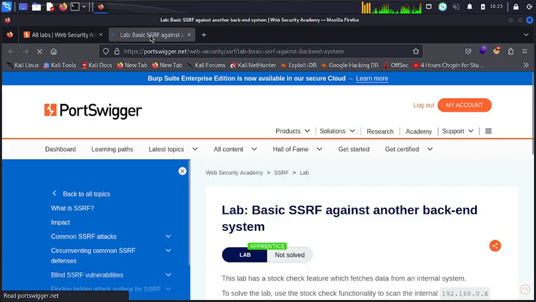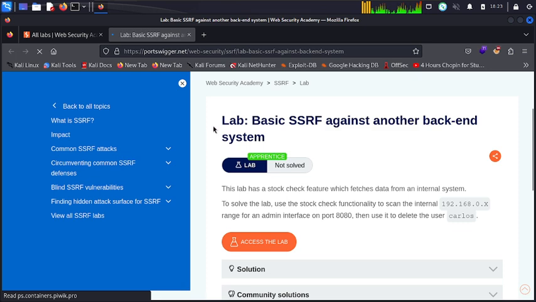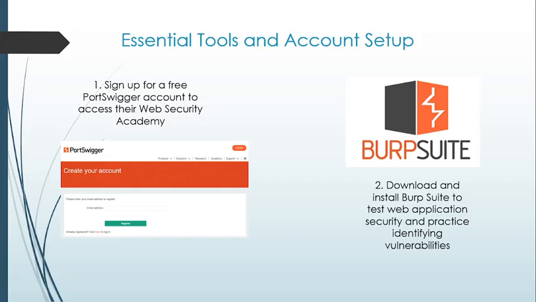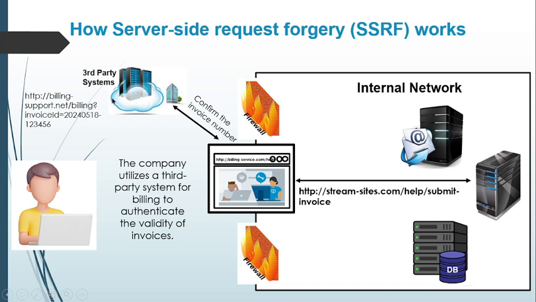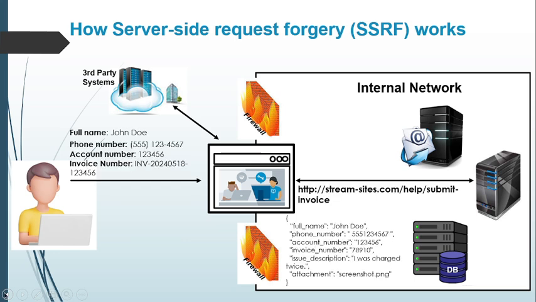So let's go and open the application. Here we have the lab actually, basic SSRF against another backend system. This is a lab that has a stock check feature which fetches data from an internal system. It's going to be similar to the server that we had before. For instance, here we have our third-party systems where the company will confirm the invoice sent by the user, in this case by John.